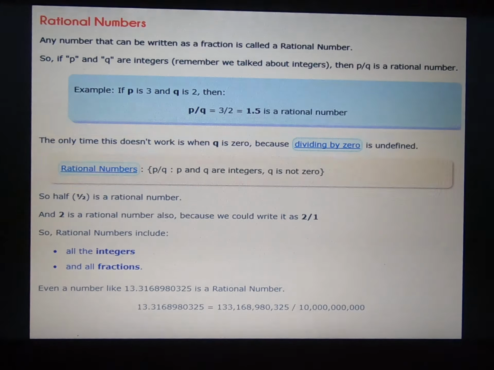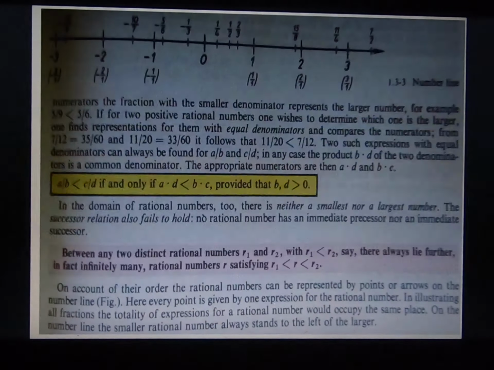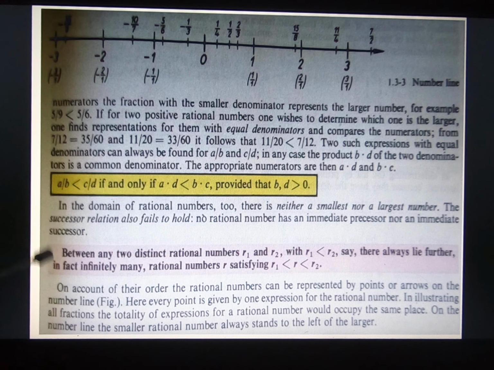A rational number is a number that can be expressed as P over Q, where both P and Q are integers. For example, 1.5. And between two distinct rational numbers, there are infinitely many rational numbers.